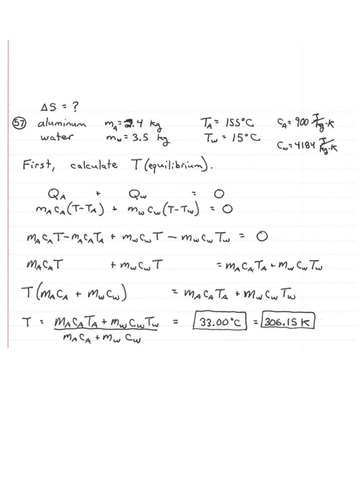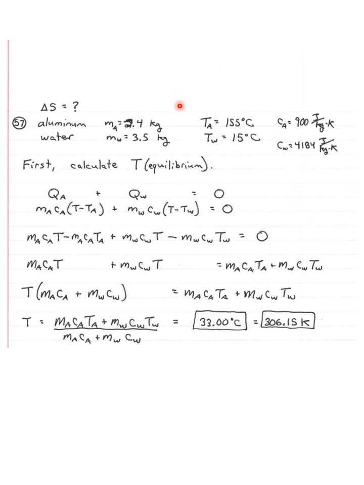Number 57 says, find the entropy change when a 2.4 kilogram aluminum pan at 155 degrees Celsius is plunged into 3.5 kilograms of water at 15 degrees Celsius. All right, so it's a bit more complicated than the previous problem, number 54, because we first have to find the equilibrium temperature. It's not so easy as when you had equal masses of the same substance. So we need to remember back to previous lessons how you find the equilibrium temperature.